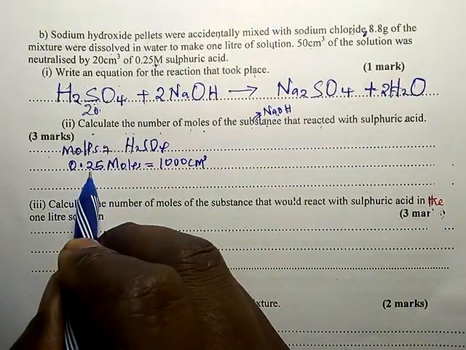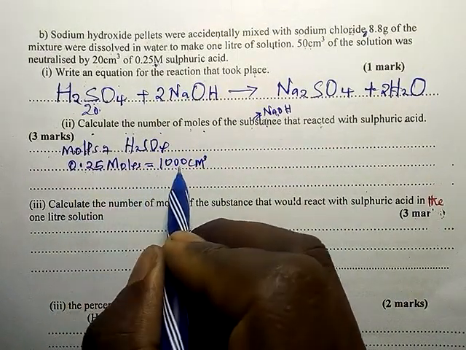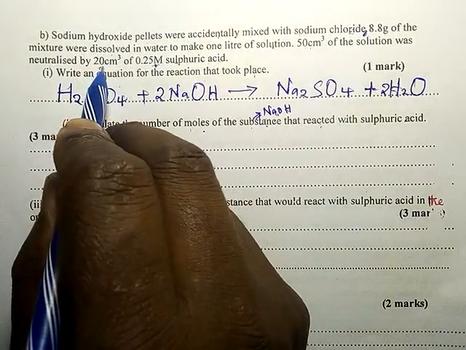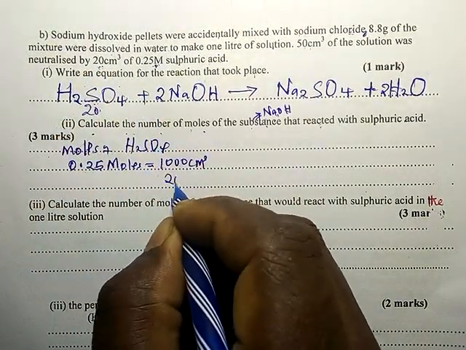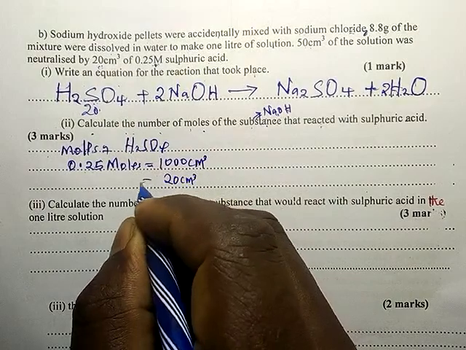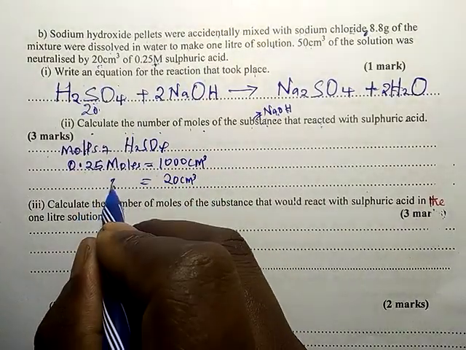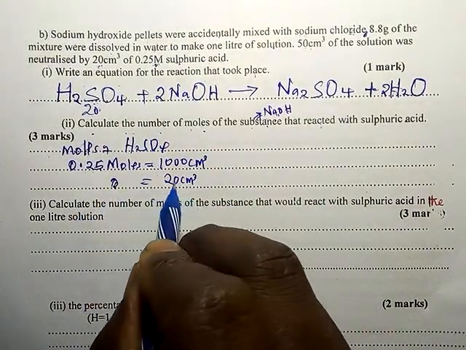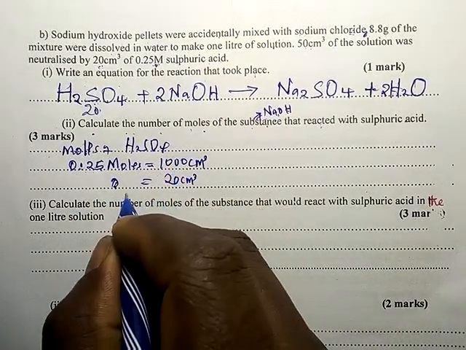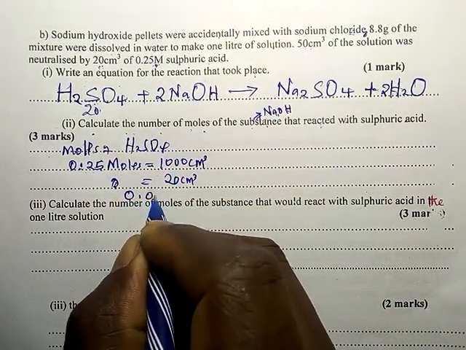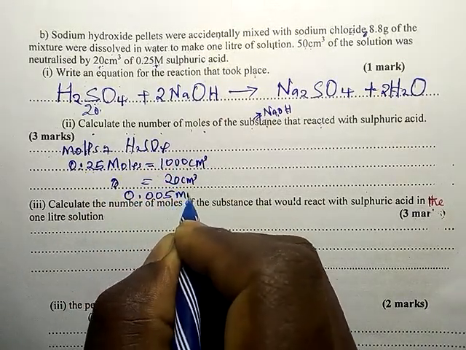So 0.25 moles are in 1000. What about 20 cm³, the one that was used? How many moles will 20 cm³ give us? So 20 times this divided by this will give us 0.005 moles.